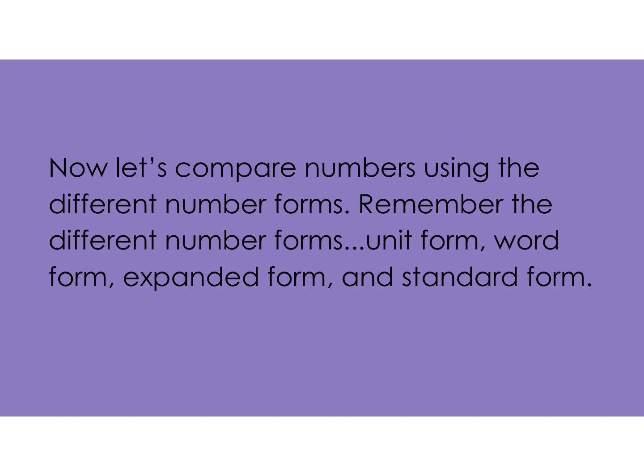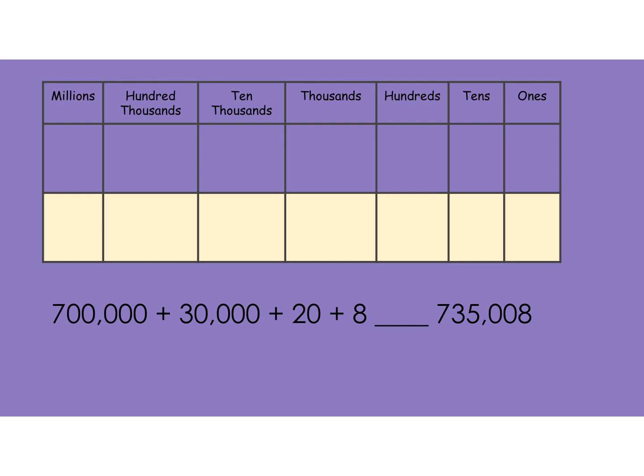Okay, now we're going to compare numbers using the different number forms. Remember we talked about that? We have unit form, word form, expanded form, and standard form. So we're going to use some of these to compare numbers. Okay, so like these two numbers, we have expanded form first, and then we have standard form. I can still put this into my place value chart.